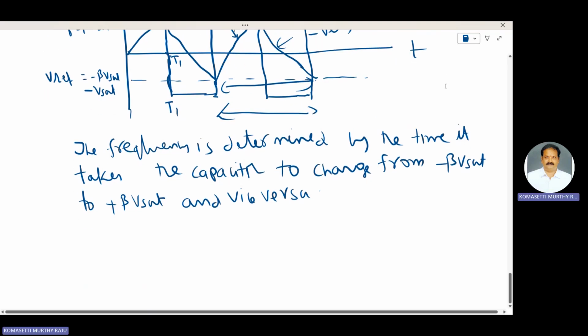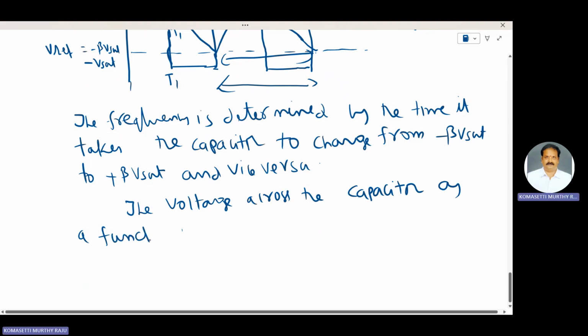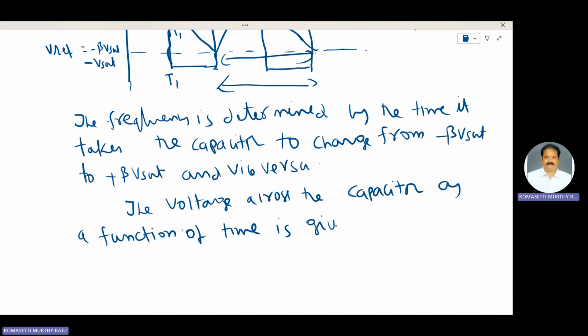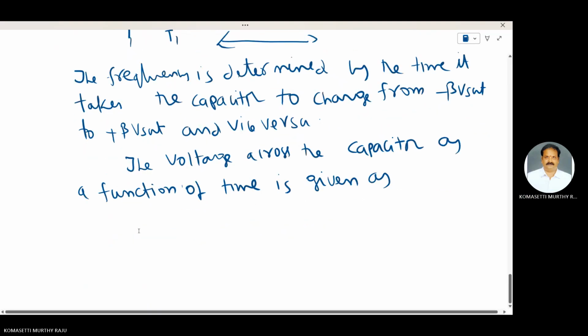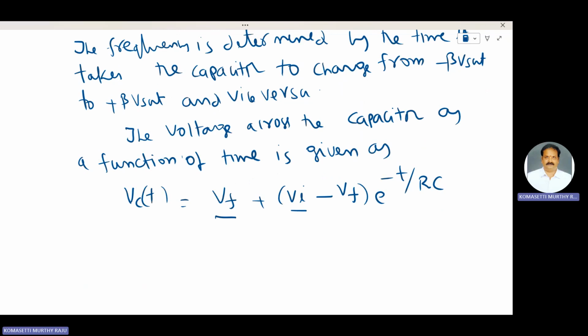Okay, the voltage across the capacitor as a function of time is given by the general formula: Vc of t is equal to Vf plus (Vi minus Vf) e power minus t by R into C, where Vf is called the steady state voltage, and Vi is called the input voltage.